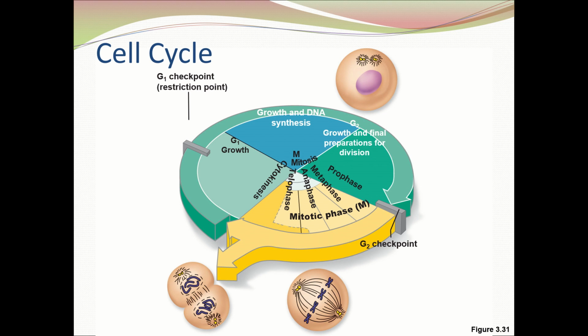So as the cell goes through its lifetime, it goes through a cell cycle, and the green shows the interphase, and the yellow shows the mitotic phase or mitosis. During interphase, the cell is undergoing growth and DNA synthesis occurs once the cell has committed to going into the mitotic phase, which is cellular division.